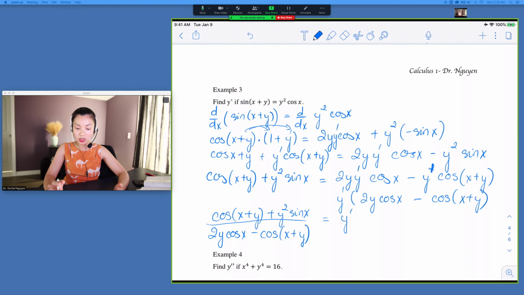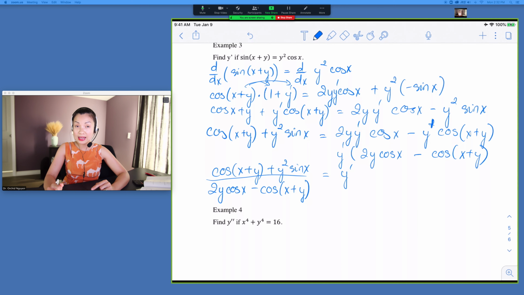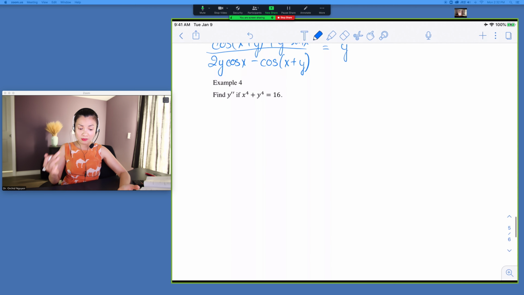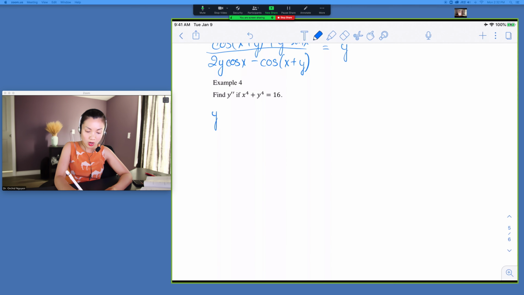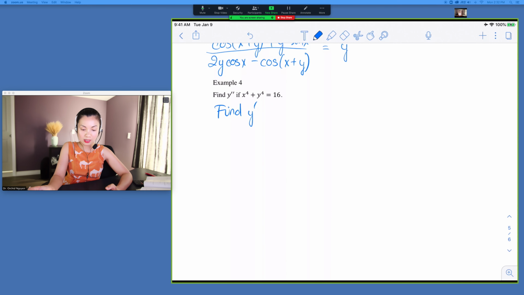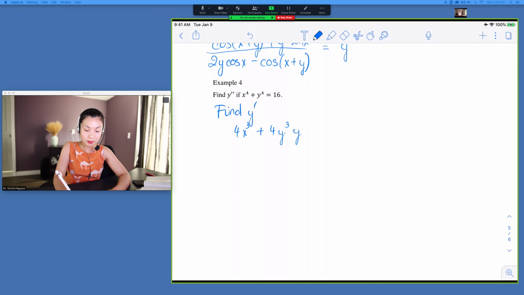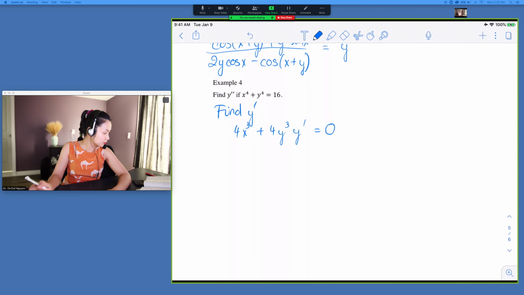All right, moving on to number 4. Number 4, we have to find the second derivative of this function. So let's first find the first derivative. So I want to find y prime first. Okay, so taking the derivative of both sides, I ended up with 4x cubed plus 4y cubed y prime equals to 0.